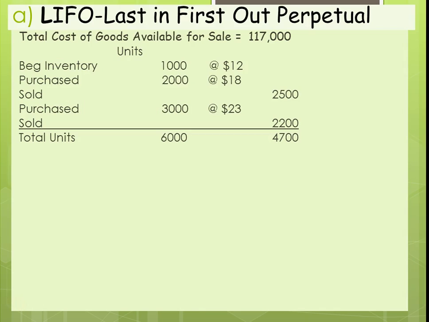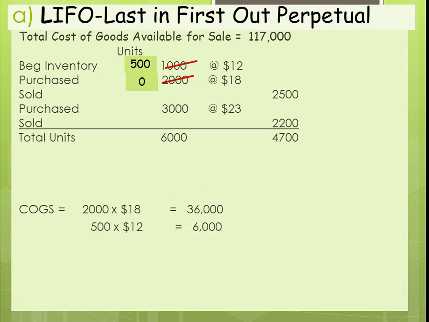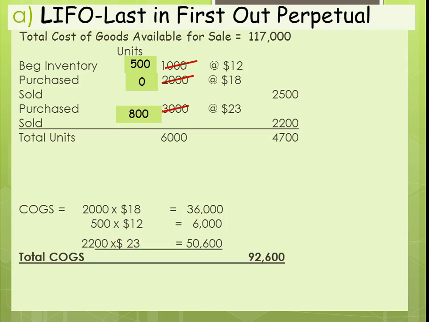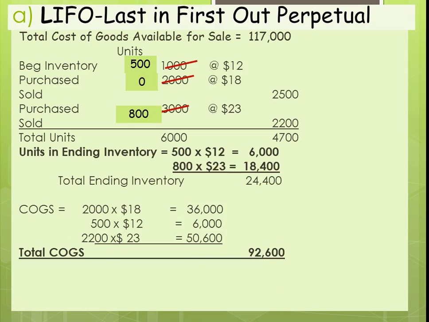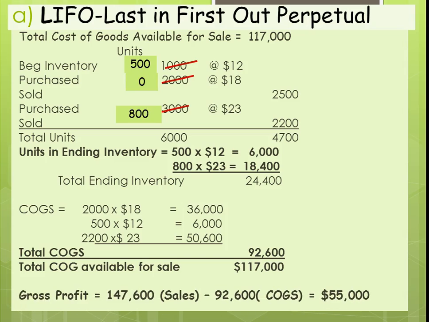Now let's take LIFO, because with LIFO, when you're under perpetual, you're going to get a different answer. So when we make the sale of the 2,500 units, we're going to take 2,000 at $18, and we're going to take 500 at 12. Now when we make our next sale of 2,200, those are all going to be taken out of the 3,000 at 23, leaving us 800 at 23. So to get our ending inventory, it's going to be 500 at 12 and 800 at 23. So we do get a different answer, and we get a different answer for our cost of goods sold. So that's the difference between using LIFO and FIFO.